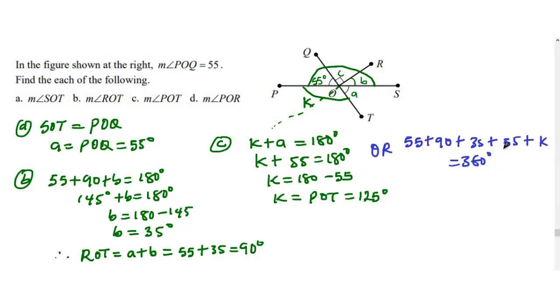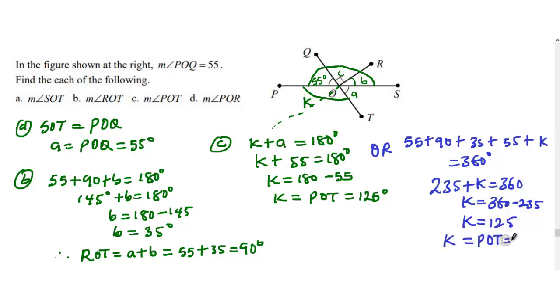So in that case, if I add everything, 55 plus 90, right, plus 35 plus 55, that will give us 235. So we have 235 plus K is got to be 360 degrees. So K will now be 360 minus 235. So K is 125. And don't forget that K is the same thing as POT, which is equal to 125 degrees. All right, so that's that about that.